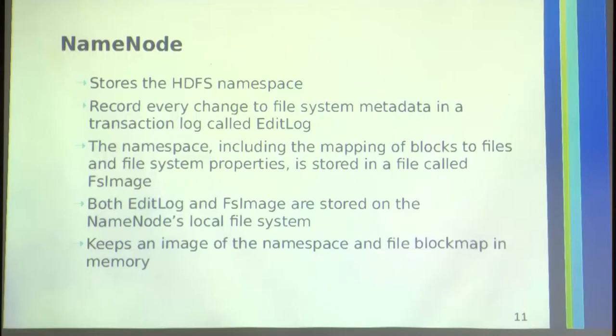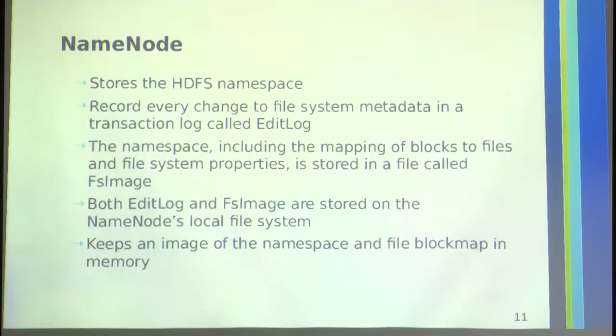So, the name node stores the namespace. It's the directory structure: the file names, the blocks that those files have, and the metadata, right? That's it. It's going to record every change in the file system metadata in something called an edit log.